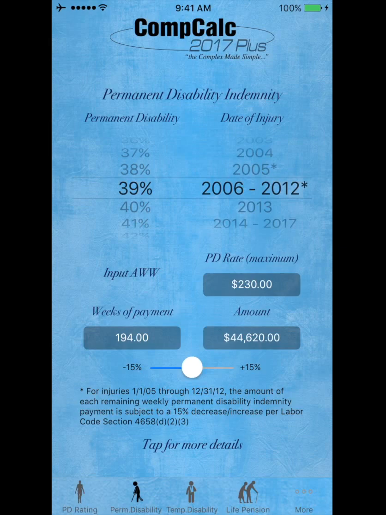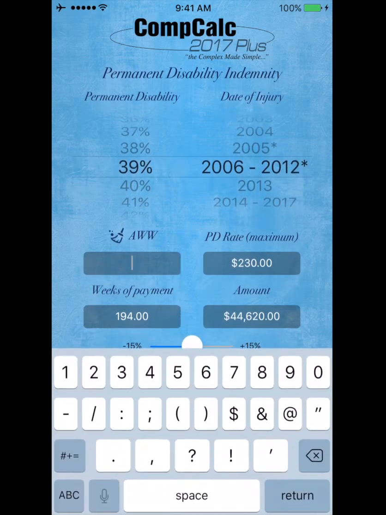So I'm at 39%. It tells me for 2006 to 2012, the maximum rate is $230. The amount of indemnity, assuming 94 weeks of payment, is $44,620. But let's say that your applicant is not a max wage earner. We tap on average weekly wage. A max wage earner for that date of entry would be $345. I'm going to tap on that. I'm going to change that to $250.